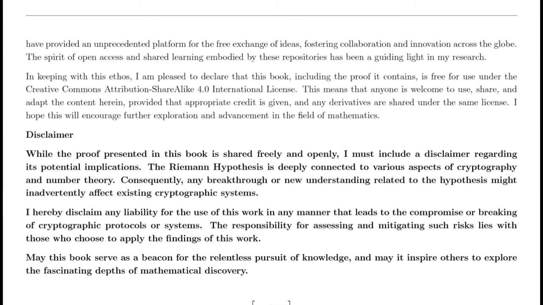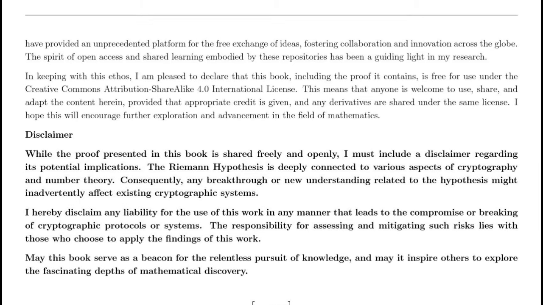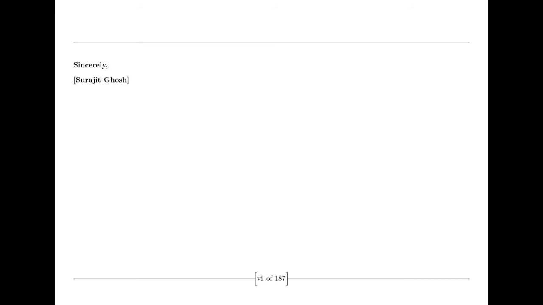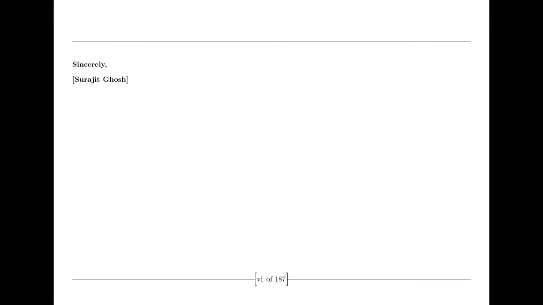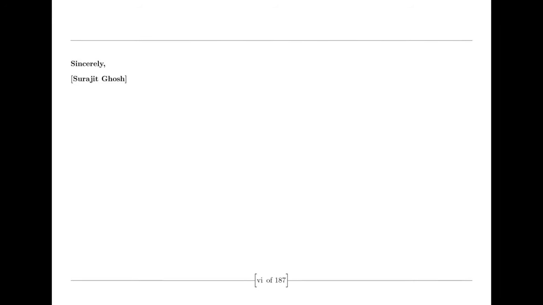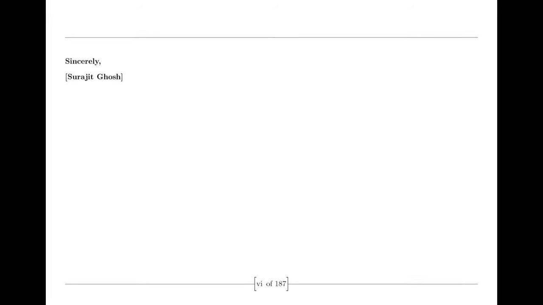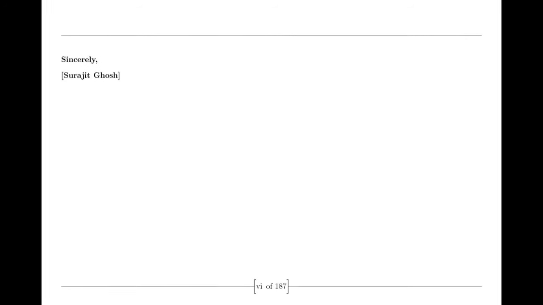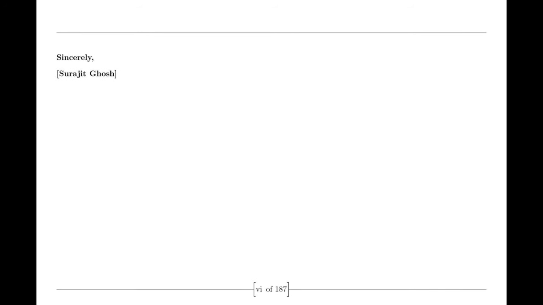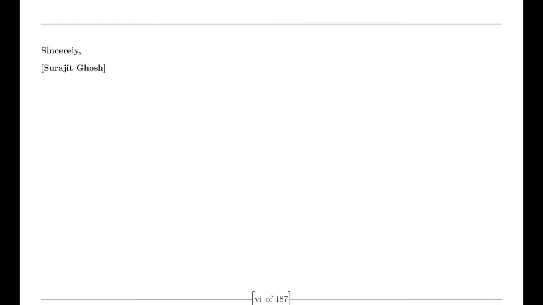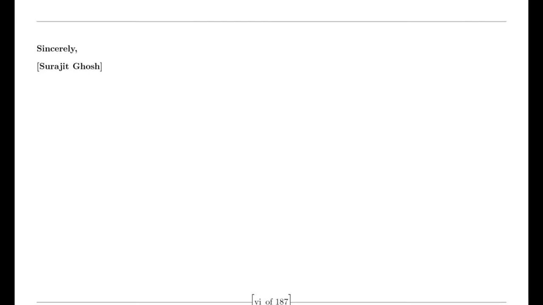Reflection properties. One of Riemann's major discoveries was the reflection formula for the zeta function. This formula demonstrates a symmetry between the values of the zeta function at s and 1 minus s. Specifically, it shows that zeta of 1 minus s can be expressed in terms of zeta of s using factors involving pi, the gamma function, and trigonometric functions. This reflection formula is fundamental to the theory of the zeta function and provides deep insights into its structure.